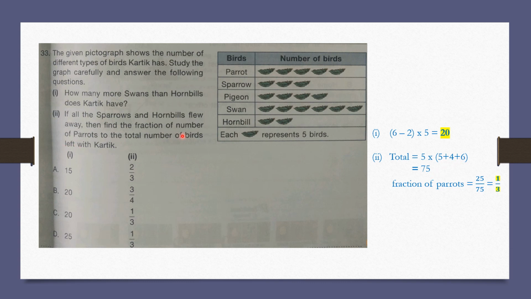And fraction of the number of parrots. Parrots are 1, 2, 3, 4, 5 times 5, 25. So 25 divided by 75 equals 1 by 3. So our answer is 20 and 1 by 3, which is option C.